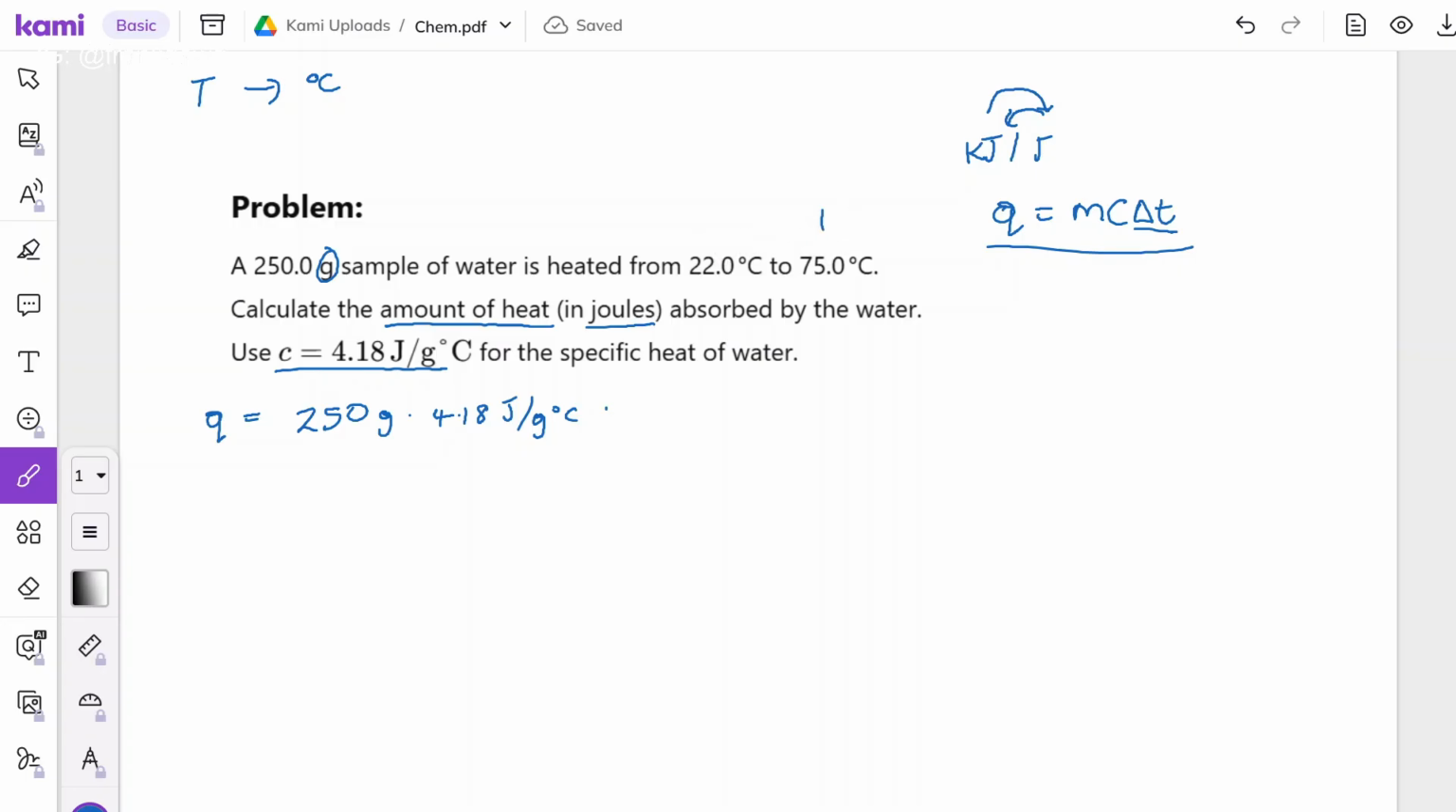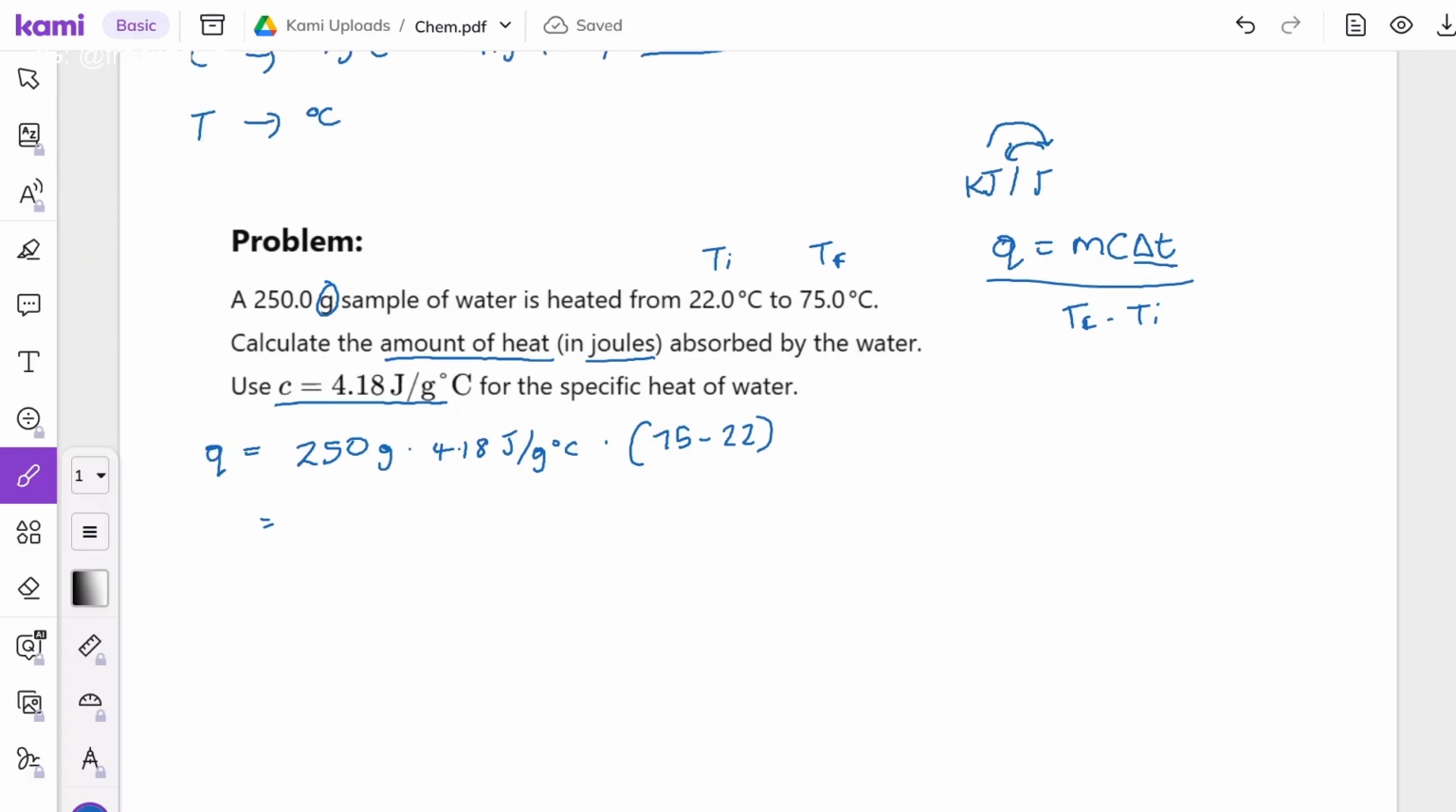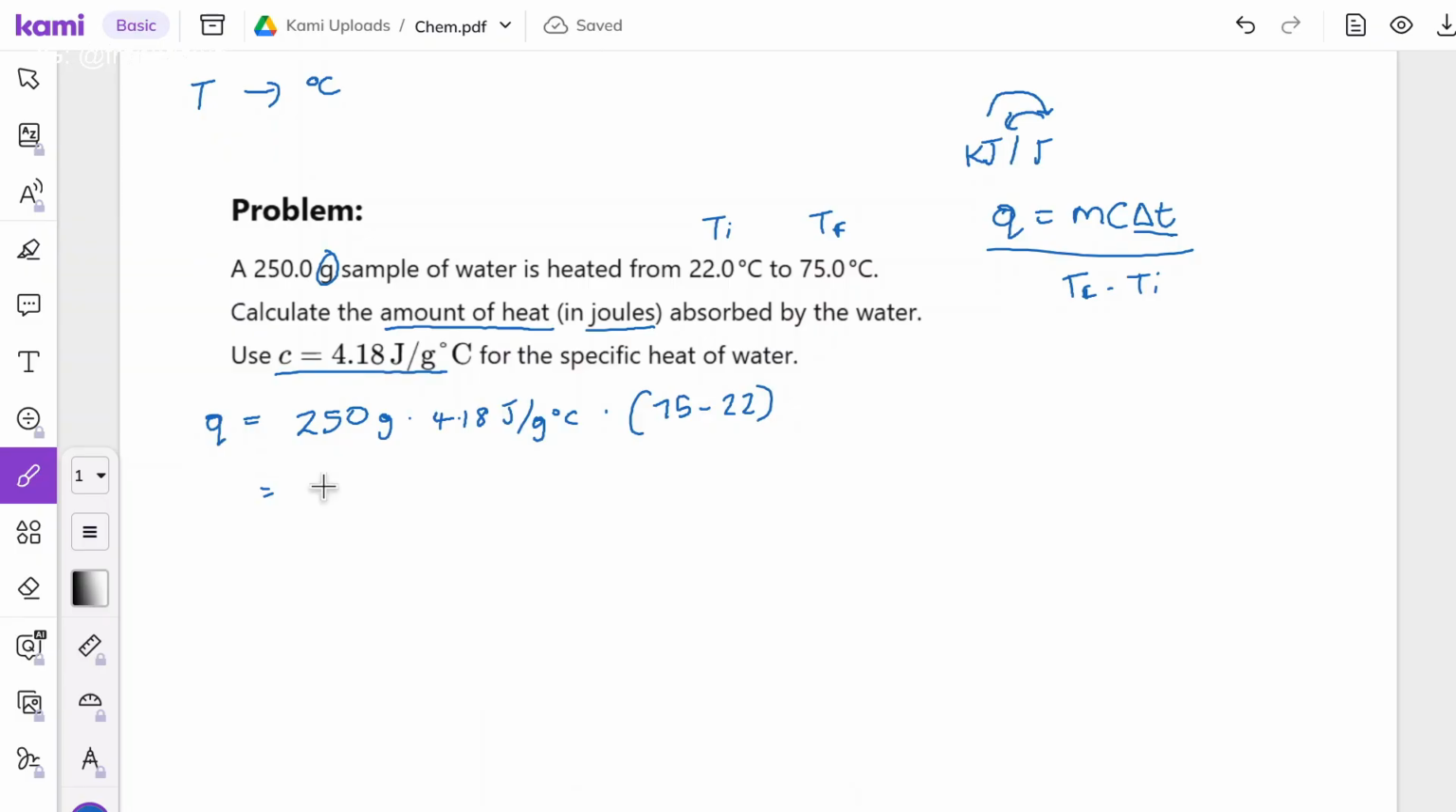So this is going to be the final temperature, and this is the initial temperature that you're starting with. And the change in temperature is the final temperature minus the initial temperature. So here we put 75 minus 22, and the rest is all plugged into a calculator, and you get the final answer. When you plug into your calculator, this all gives you 55,385 joules.